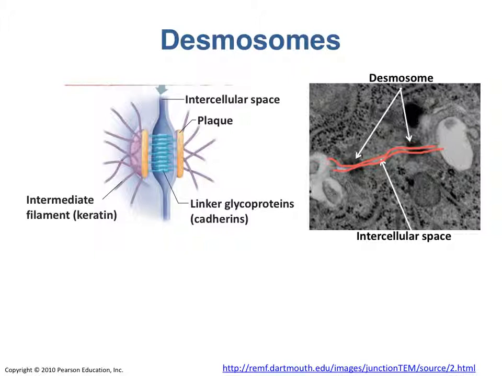These can also be found in some tissues other than epithelium. Heart muscle, for example, has a lot of desmosomes. I think we can all agree that it's a good thing your heart doesn't rip apart every time it beats. Desmosomes help with that.